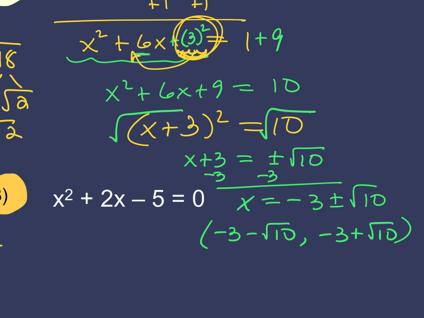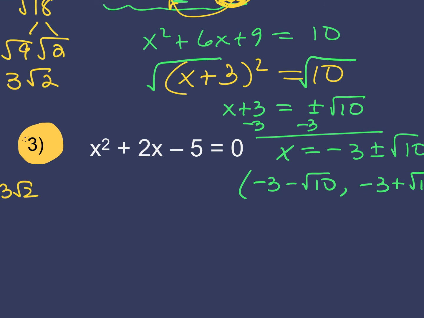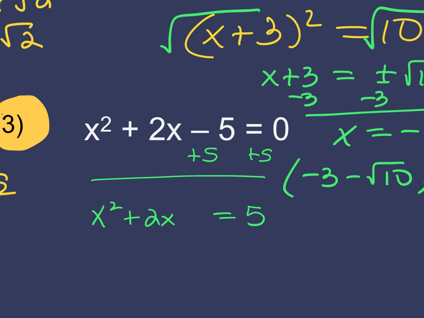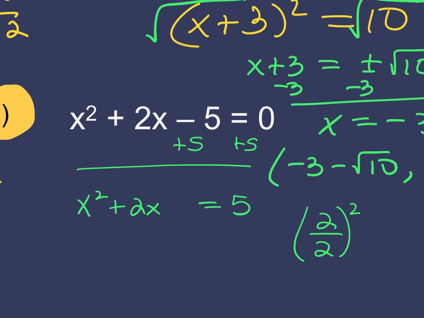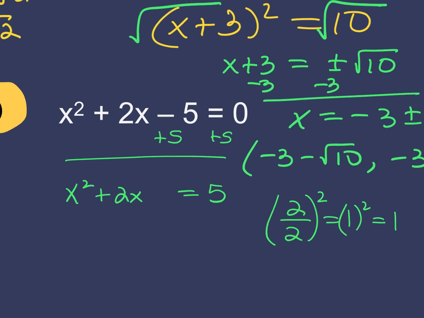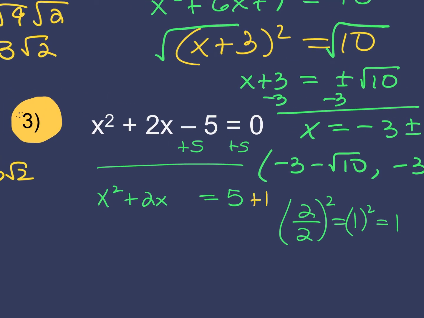Let's try number 3. I know I went a little bit into it. So again, make sure that the number in front of x squared is a 1. It is. So I'm going to go ahead and add 5. Move the constant. So now I have x squared plus 2x, leave a blank space, and then the constant. Take the b term, divide it by 2. So 2 divided by 2 squared. 2 divided by 2 is 1. 1 squared is 1. So I'm adding 1 over here, and then in here I'll put the 1 squared.